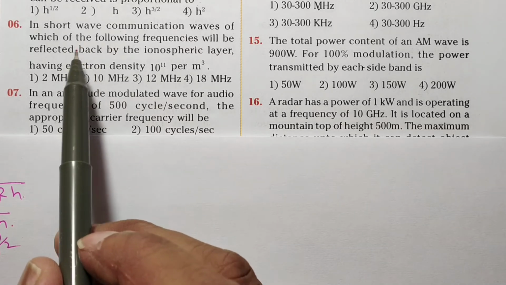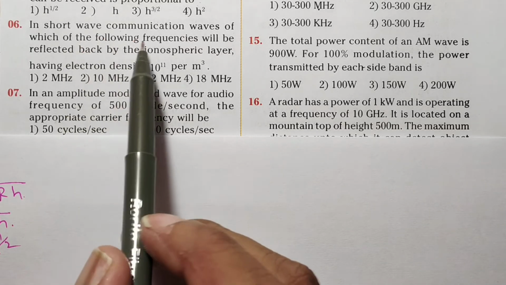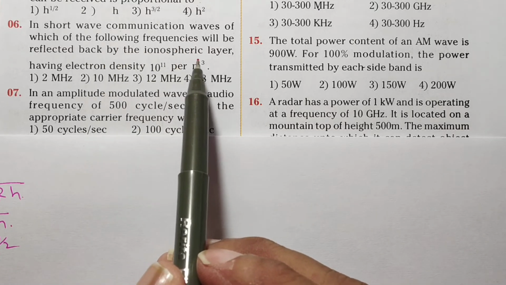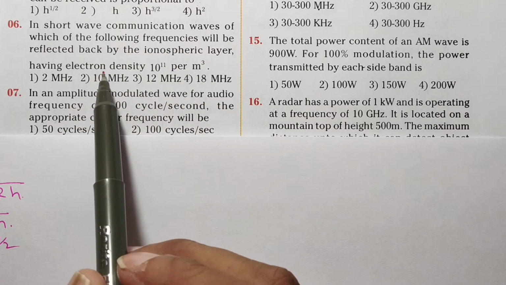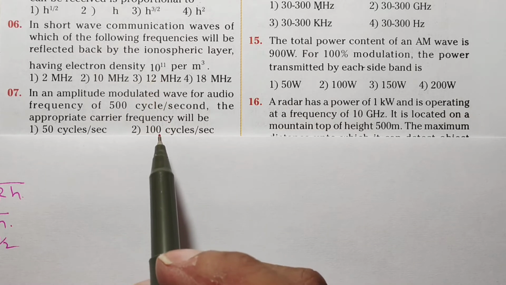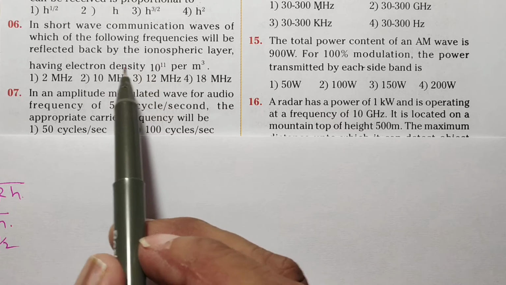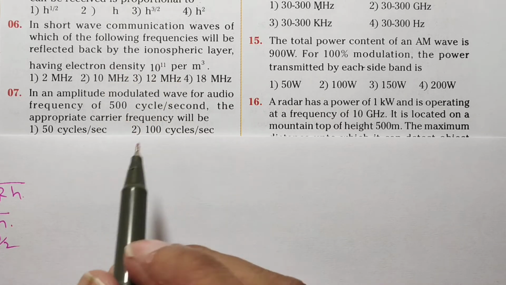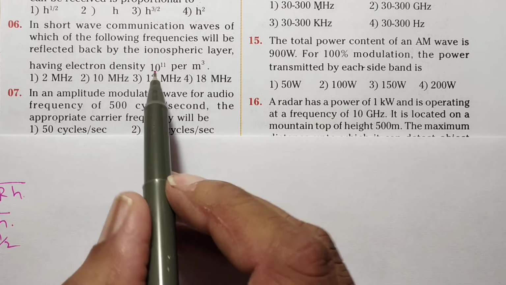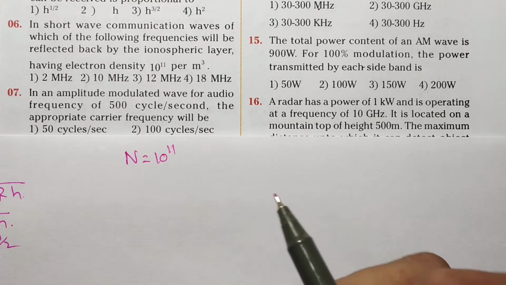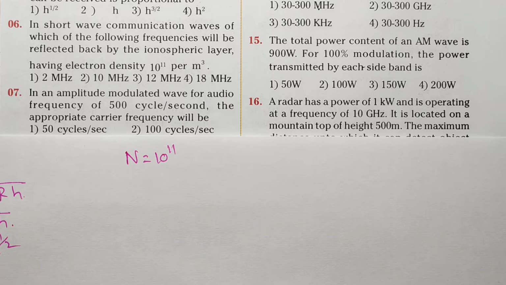They have given that in short wave communication, which of the following frequencies is reflected back from the ionosphere having the electron density. Now they are going to be sending some signals to the ionosphere, which has the electron density n they have given as 10 to the power of 11. Which frequencies are going to be reflected back?